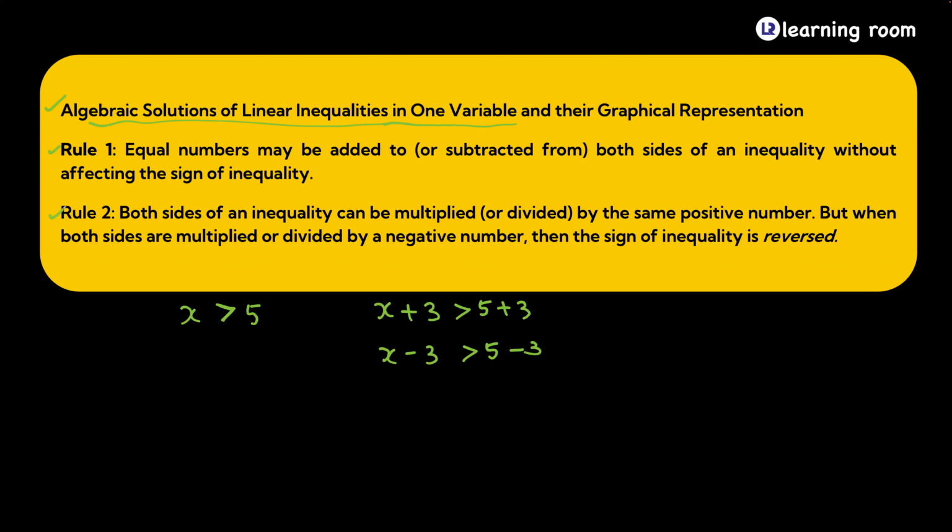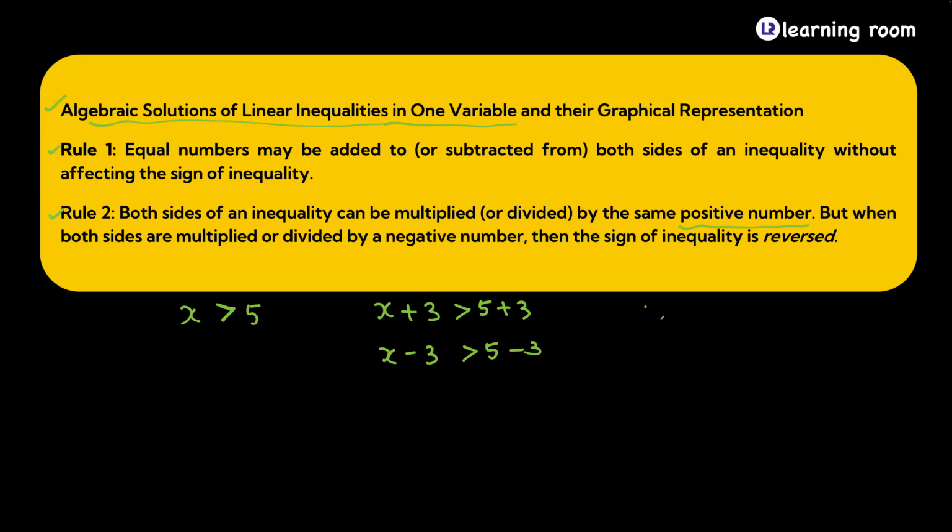Second is, both sides of an inequality. So here we finish with addition and subtraction. Basic algebraic operations are 4: addition, subtraction, multiplication, division. So first one speaks about addition, subtraction. Second speaks about multiplication or division. So this is where we need to be careful. Listen to this. Both sides of an inequality can be multiplied or divided by the same positive number.